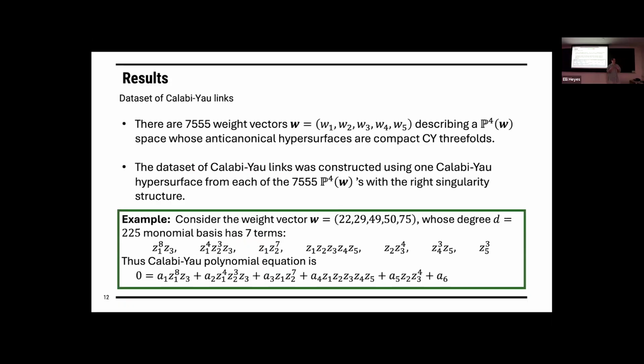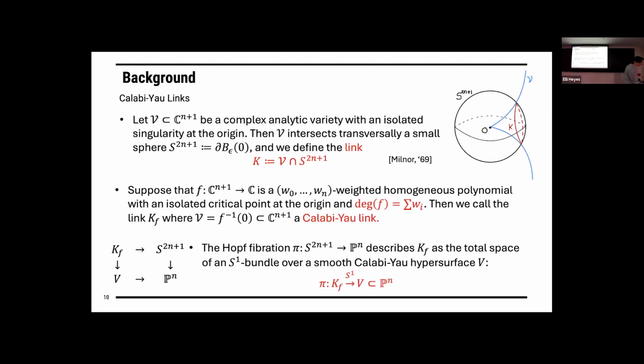So to generate a data set of Calabi-Yau links, what we did is we took the set of weight vectors that describe a weighted projective four-space such that the anticanonical hypersurfaces are compact Calabi-Yau threefolds. And this is a data set of 7,555. For each of these weight vectors, we then constructed a Calabi-Yau hypersurface that has the right singularity structure. Because remember, I said slides ago, I want to have an isolated critical point at the origin.